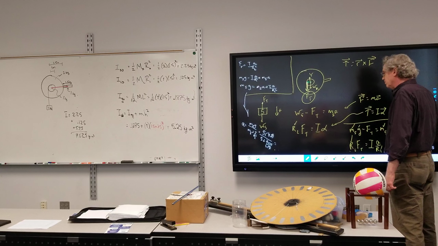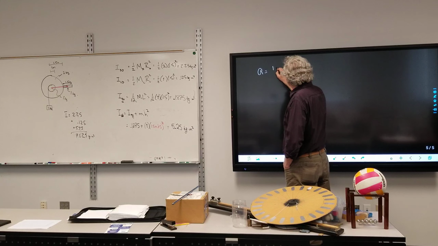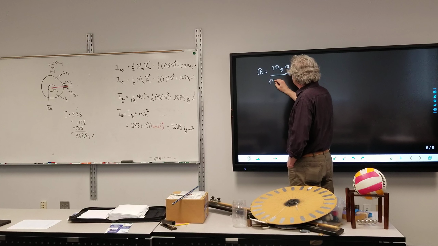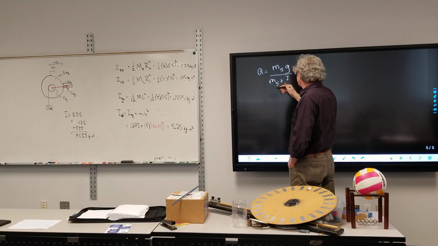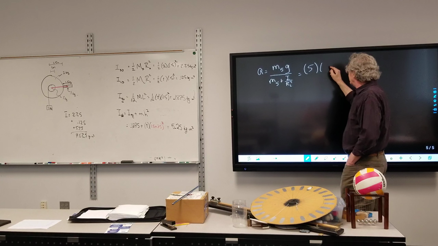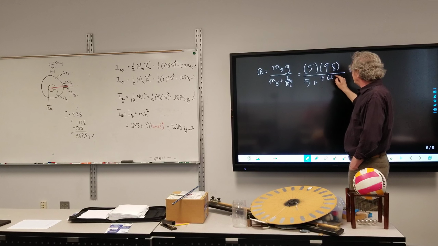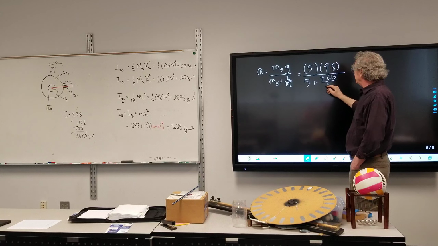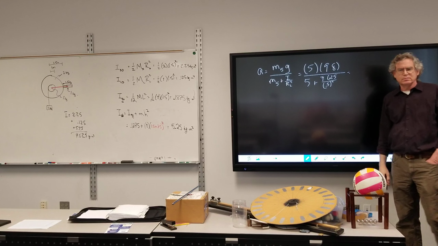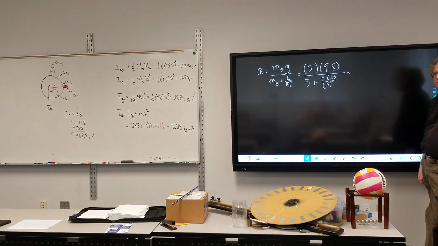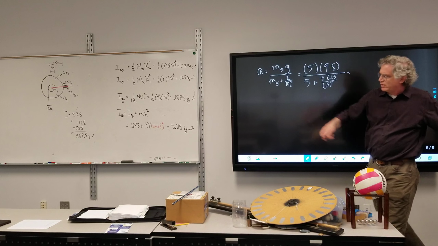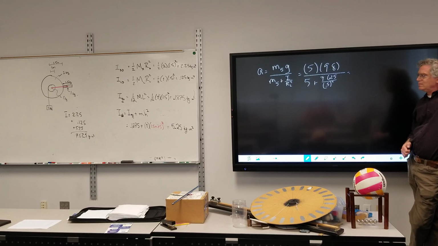All right, so M5G. So A equals M5G over M5 plus the moment of inertia of the whole rolly thing over RL squared, which is 5 times 9.8 divided by 5 plus 7.625 divided by 0.5 squared. 7.625, yep, that's the moment of inertia that we got over there. And then 0.5 squared. Yes. 1.38.